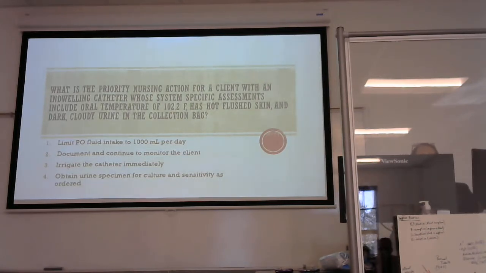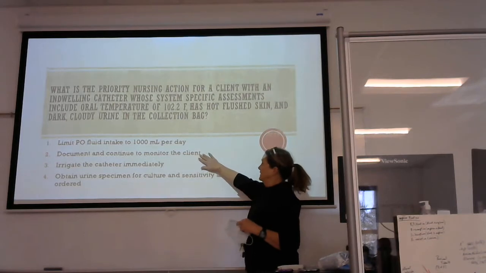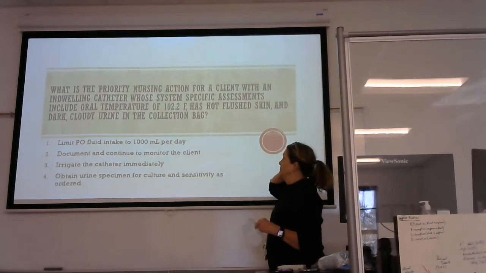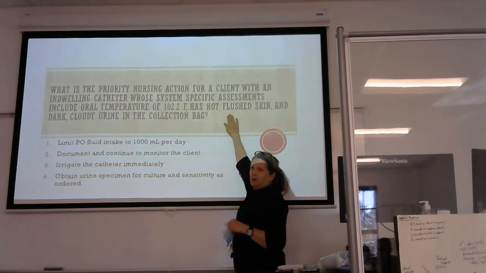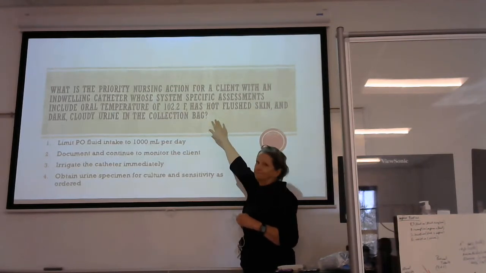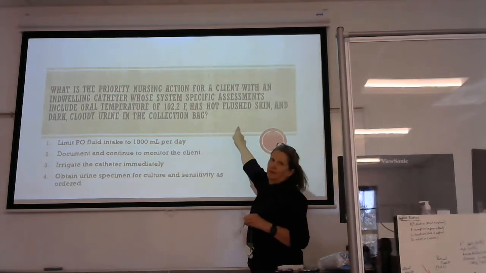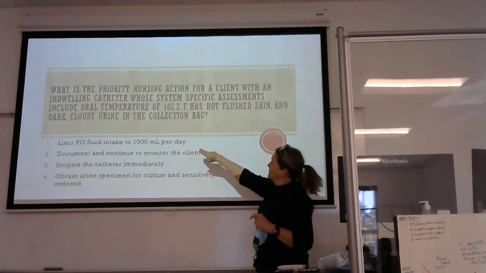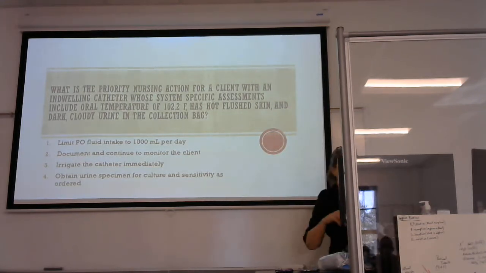Anybody get anything different? All right, we don't irrigate the catheter. We are going to document it, and we're going to keep monitoring, but is this an expected outcome with a Foley? No, no, no. So we've got to do something. Limit PO fluid. What's wrong with that? You're going to want to increase it.